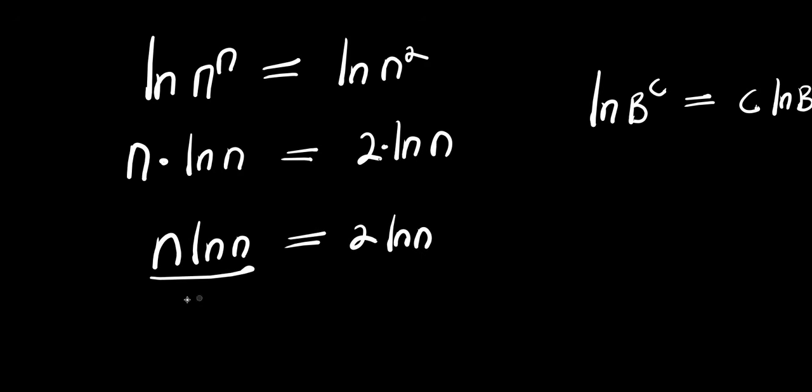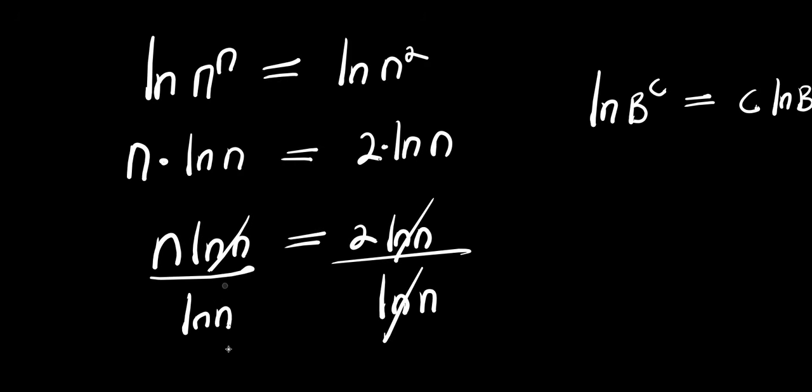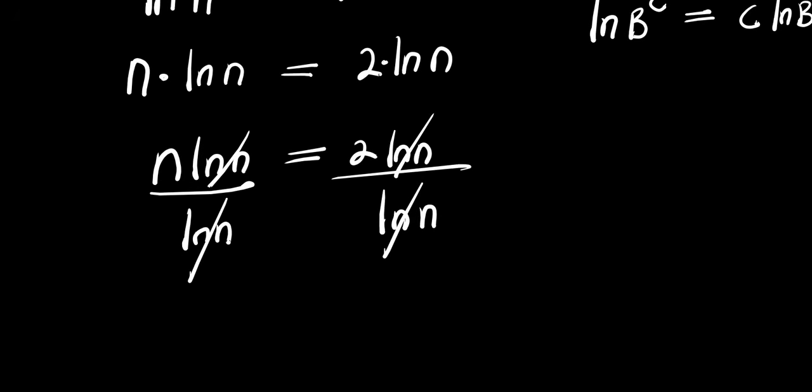I can divide this by natural log of n. So natural log of n eliminates natural log of n. I thereby have my n equals 2. Now we are having one solution right here.